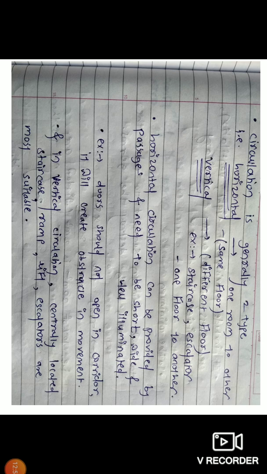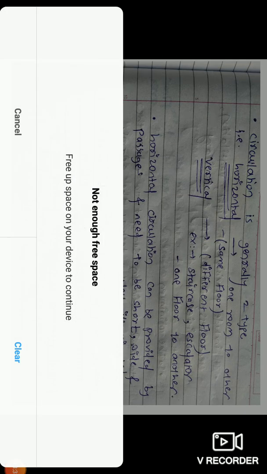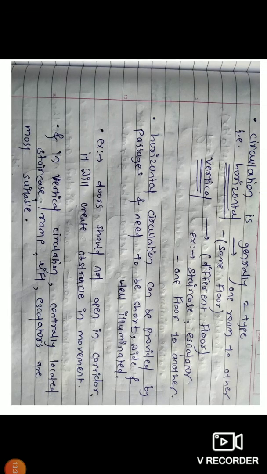In horizontal circulation, suppose there is a building and you work on only one floor. You simply travel from one room to another room. For example, you travel from the bedroom to the kitchen and dining on the same floor, that is horizontal circulation. And in vertical circulation there are different floors. For example, you can use the staircase or escalator to travel from one floor to another floor. These are the two types of circulation, horizontal and vertical.